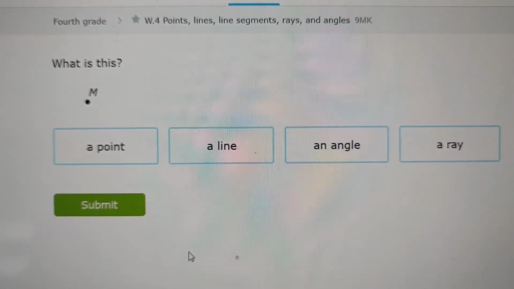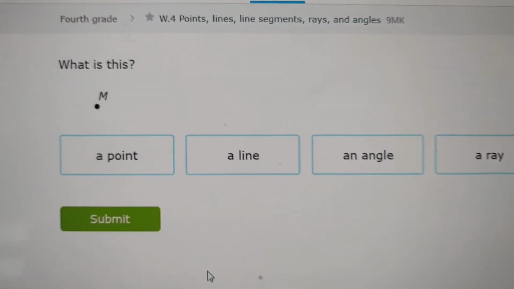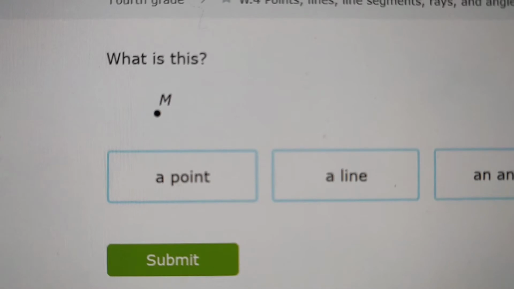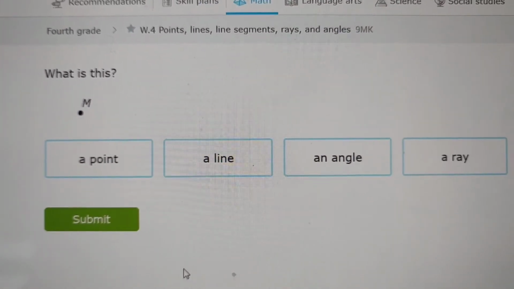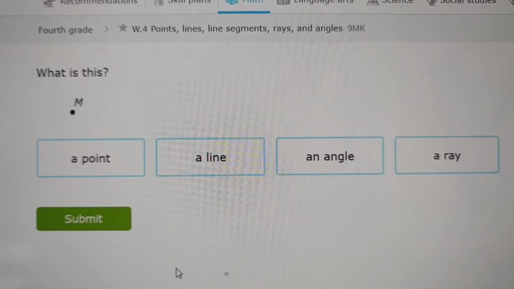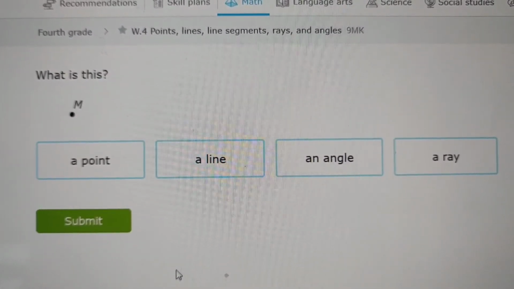So now look at this problem. Look at what they give you, and then pause the video and figure out, is that a point, a line, an angle, or a ray?